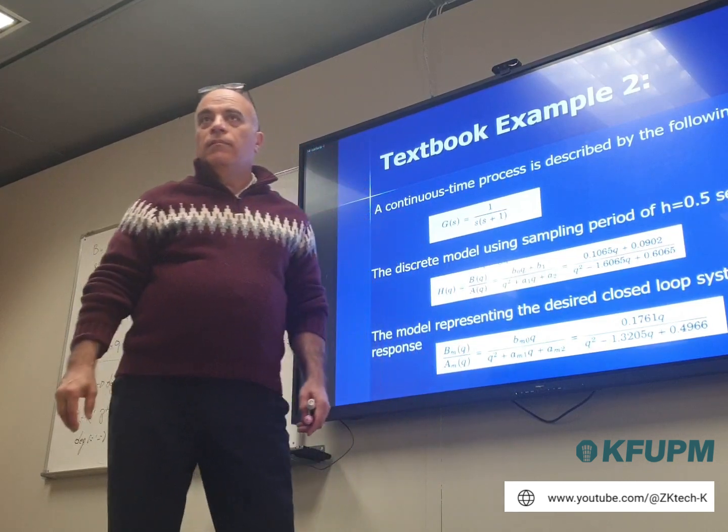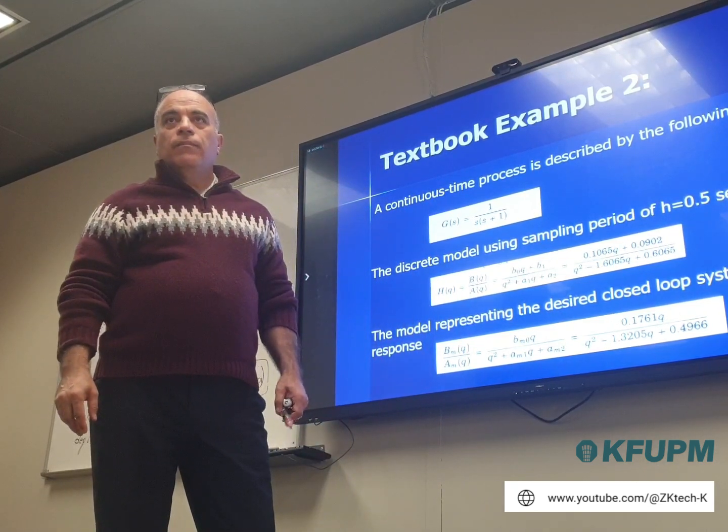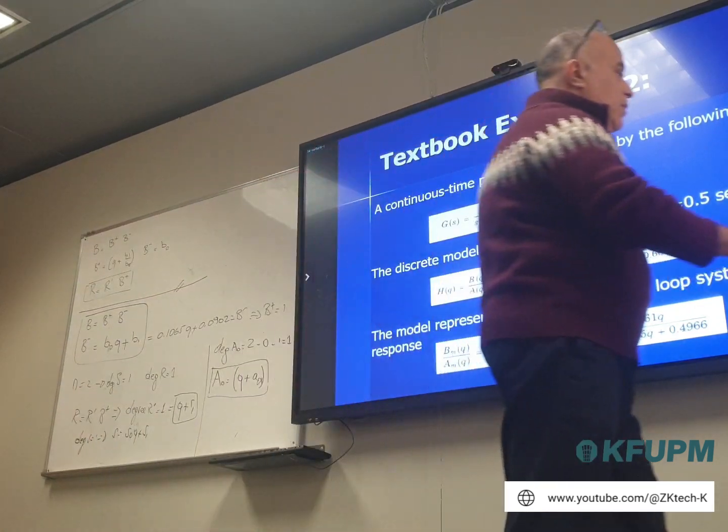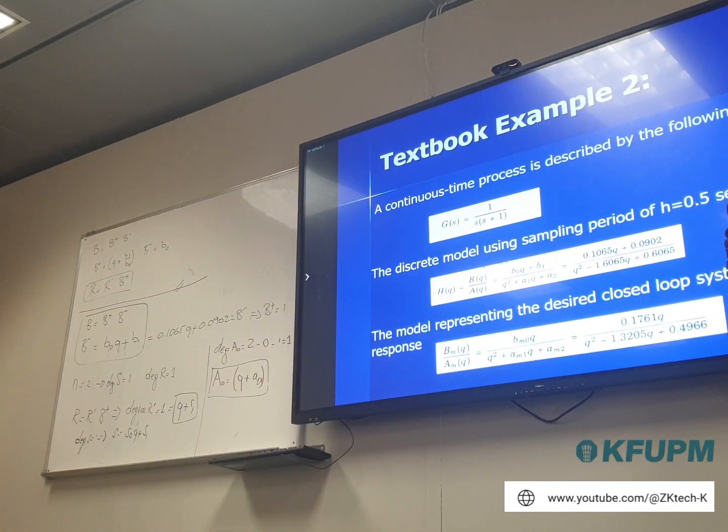So for us, in order not to be confused, we are going to put a star. For example, if I have a of q equal to q squared plus a1 q plus a0, I'm going to say A star of q, which is 1 plus a1 q minus 1 plus a0 q minus 2. So I took q squared out as a factor and generated an A star. Everybody's okay with this?